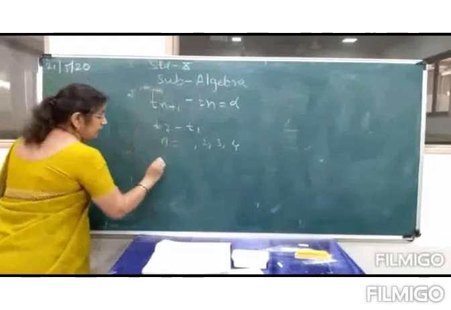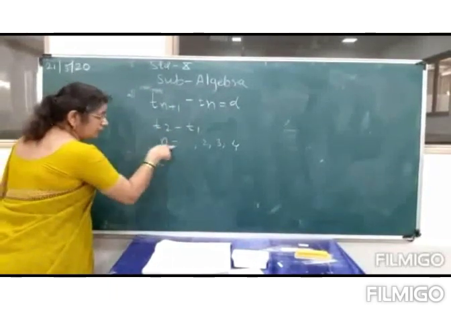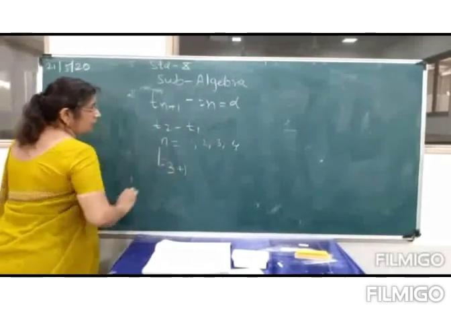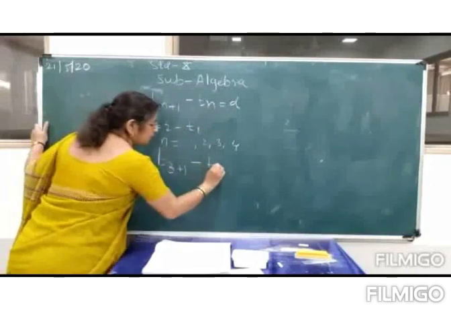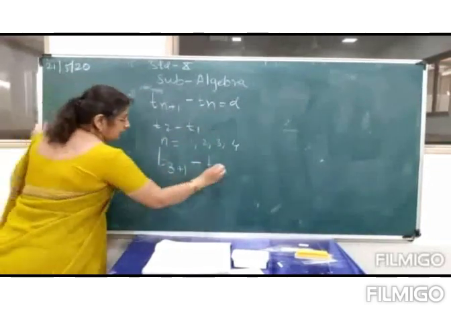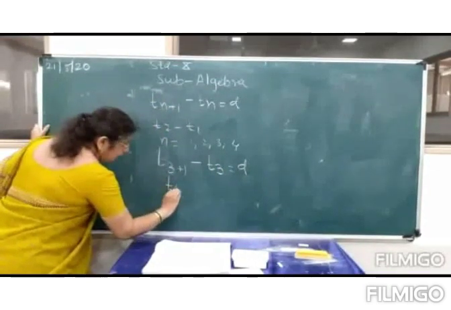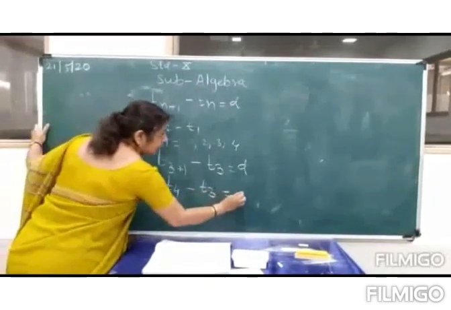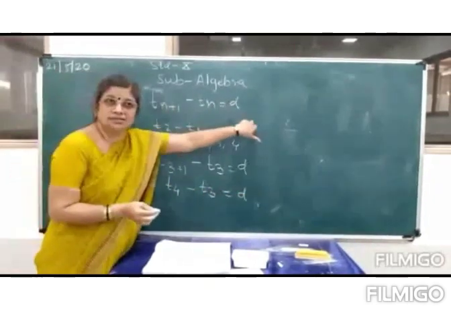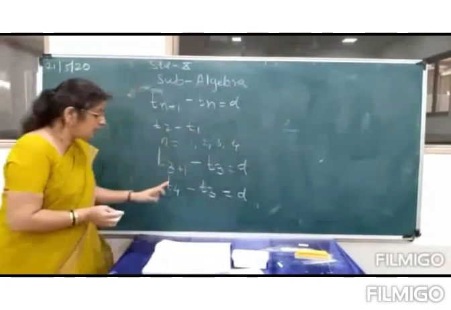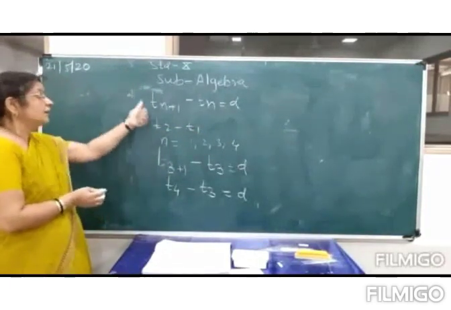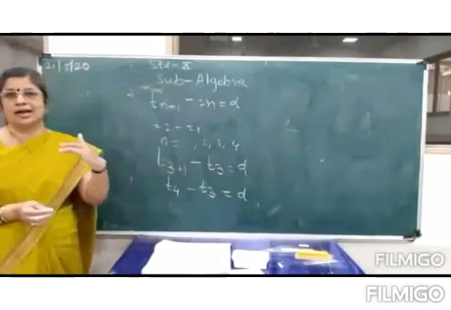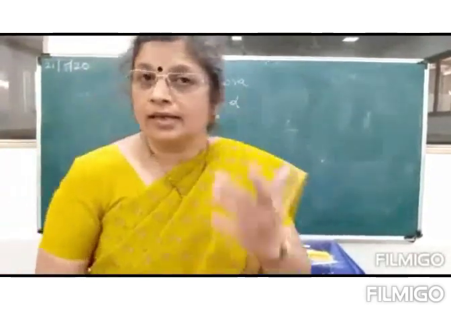Now I am explaining this. Tn plus 1: if I take n as 3 for example, then n plus 1 means 3 plus 1, minus, here also I substitute n equal to 3. That means I am getting the fourth term minus the third term is equal to D. That is what this equation says. Understood? So in an AP, if Tn plus 1 minus Tn is equal to D, a constant, then we can say that the given sequence is an AP.